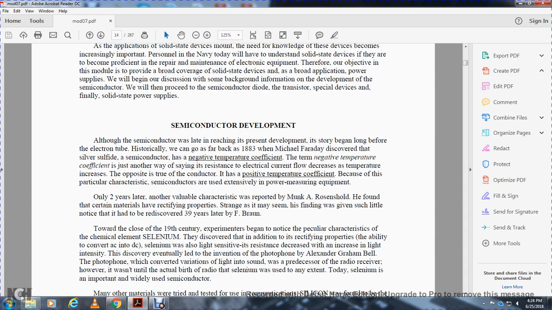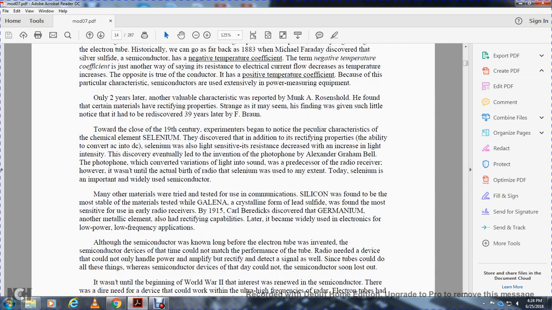This particular characteristic of semiconductors is used extensively in power measuring equipment. Only 2 years later, another valuable characteristic was reported by Munk and Rosenschold, who found that certain materials had rectifying properties. Strange as it may seem, this was given only as little notes and was rediscovered 39 years later by F. Braun. Close to the close of the 19th century, experimenters began to notice the particular characteristics of the chemical element selenium.